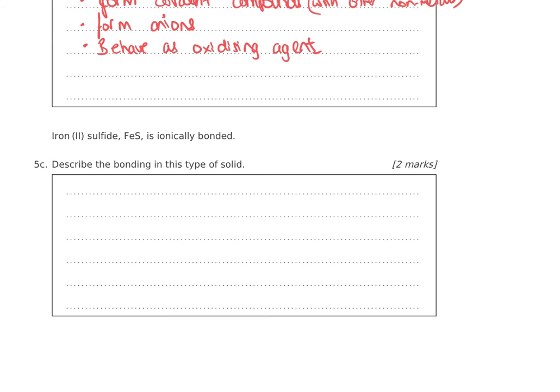So describe the bonding of this type of solid. So iron sulfide, so metal and non-metal, so it's ionic. So what is an ionic bond? The metal gives an electron to the non-metal. That is not the bond. That is how the ions are formed. The actual bond itself is once that process has happened, we have those two ions. So it is an electrostatic attraction between oppositely charged ions.